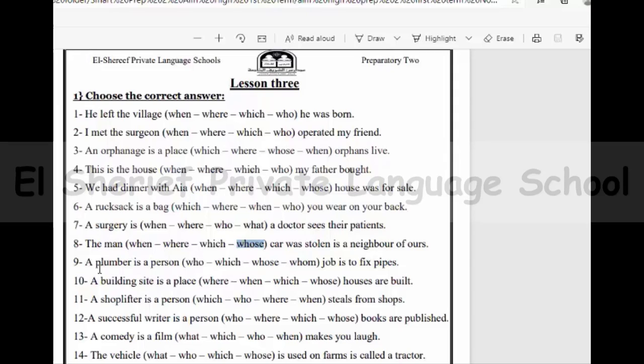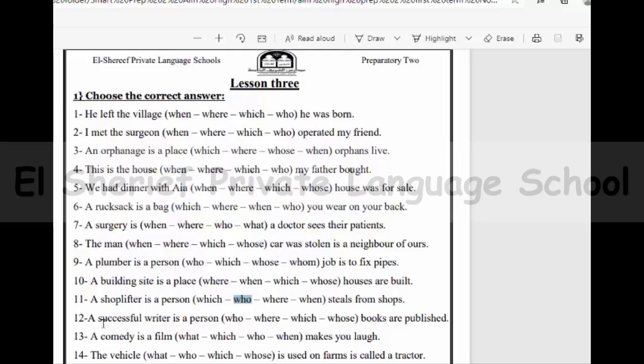Number 9. A plumber is a person whose job is to fix pipes. So a person whose job is to fix pipes. Number 10. A building site is a place where houses are built. So is a place where houses are built. 11. A shoplifter is a person who steals from shops. So is a person who steals from shops.